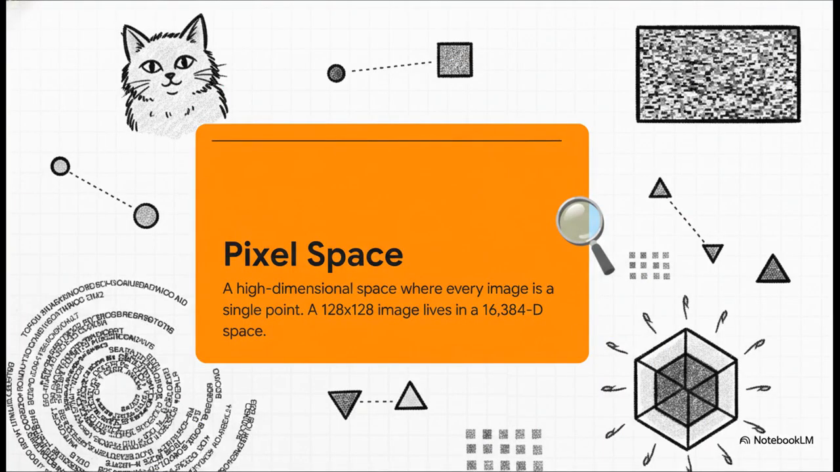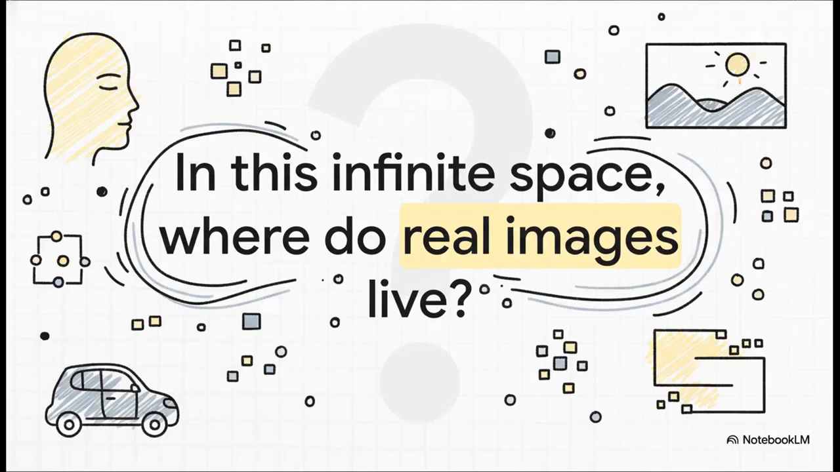Think of it like this enormous library where every single image that could possibly exist has its own unique spot. That includes a perfect photo of a cat, but it also includes every possible combination of random static. For just a tiny 128 by 128 image, that map has over 16,000 different directions or dimensions. It is just impossibly vast. So that leads us to a really important question.